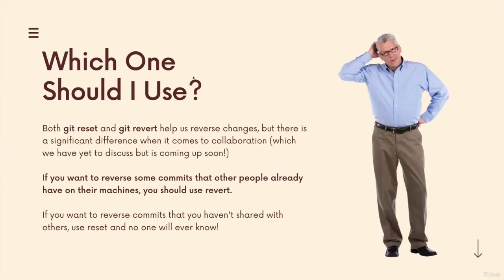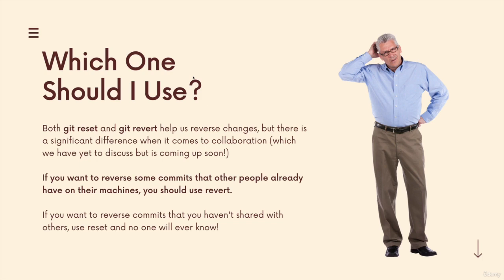Well, it has to do with collaboration, which we haven't really talked about yet, but if you're working on a team with other people and they're all on different machines, you don't just all work on the same laptop. If everyone else had that bad commit on their copy, and then I decided to get rid of it using reset, that can cause some serious problems because I'm undoing history that other people have, and that can be difficult to reconcile.